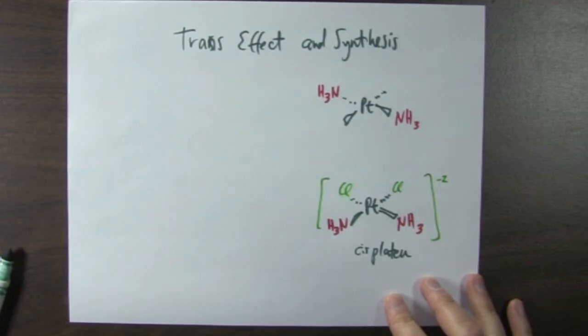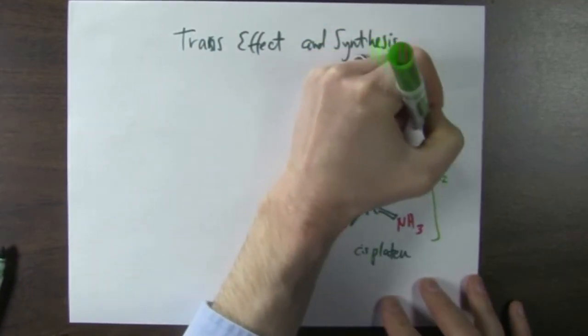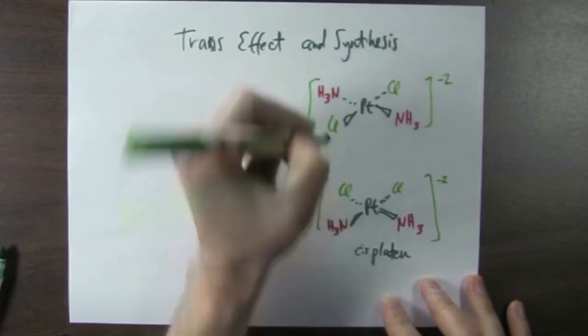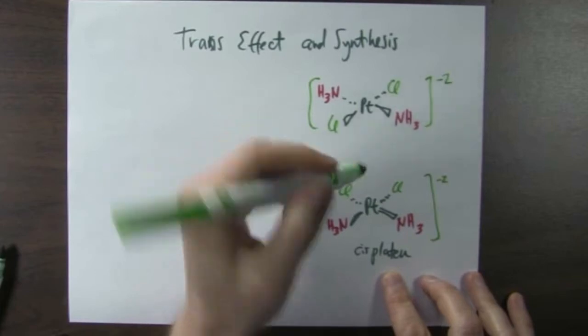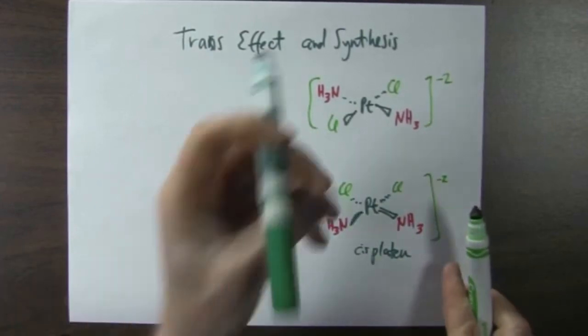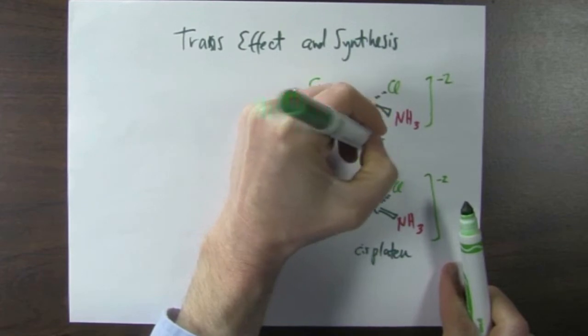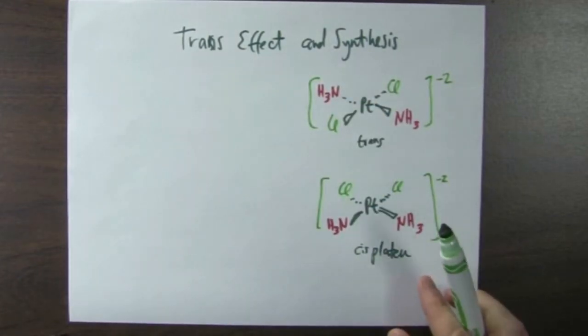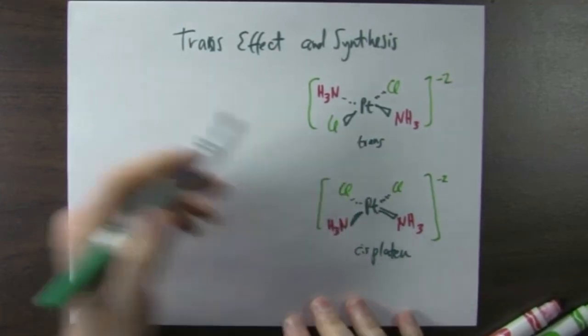where the amines are trans to each other, and then also the chlorides must be trans to each other. Again, this is going to be neutral. So this would be transplatin, the trans isomer, and this does not have the desired anti-cancer properties, and so this geometry would not be the desired product. So we can use the trans effect to maximize the desired product.